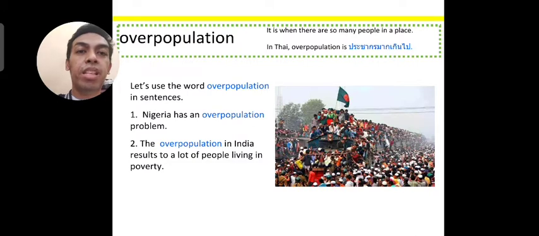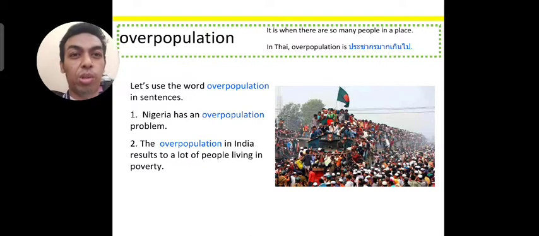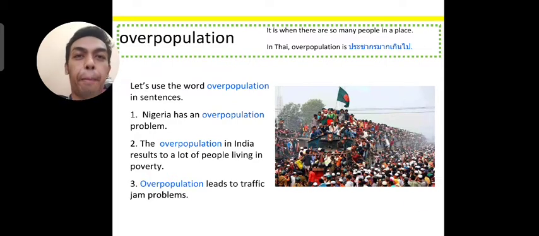Number two, the overpopulation in India results to a lot of people living in poverty. So the overpopulation in India results to a lot of people living in poverty, and that is right. When you have a lot of people, it tends to become poor because they don't have work and they divide resources amongst themselves. Okay, so number three, overpopulation leads to traffic jam problems. So when you have a lot of people, a lot of cars, and bad traffic jams. Okay, so that is overpopulation.